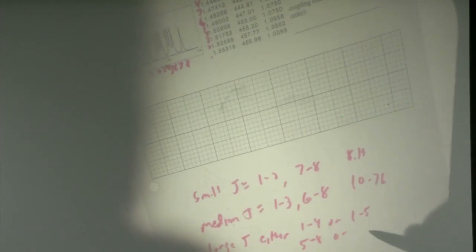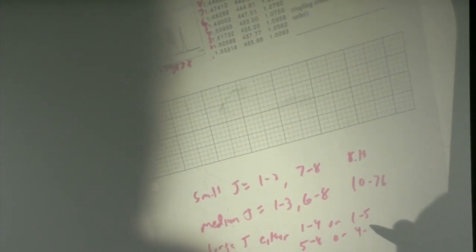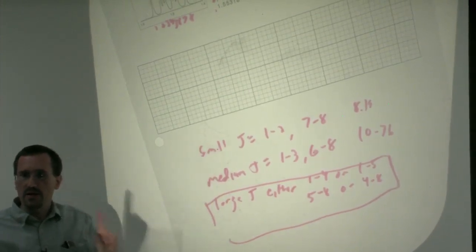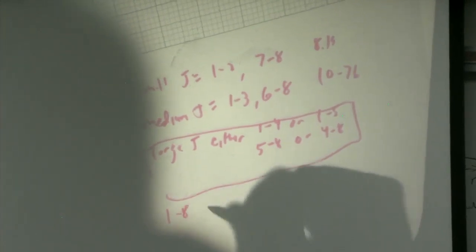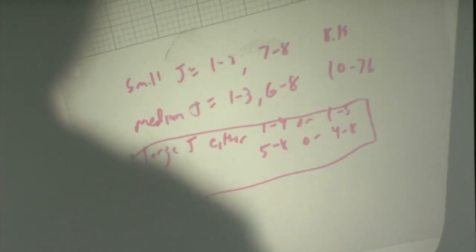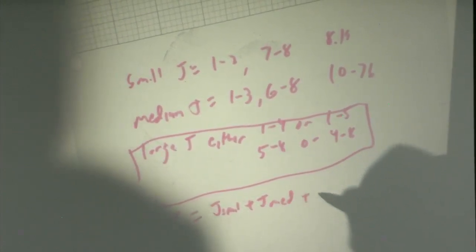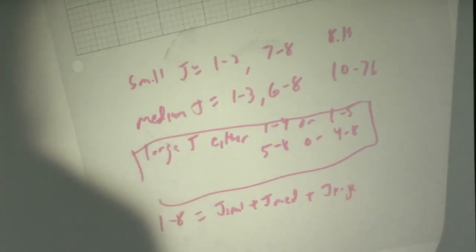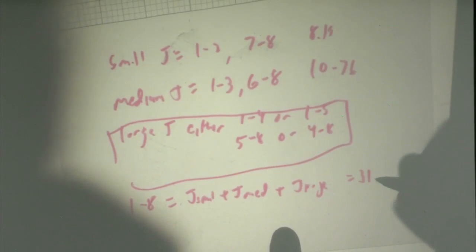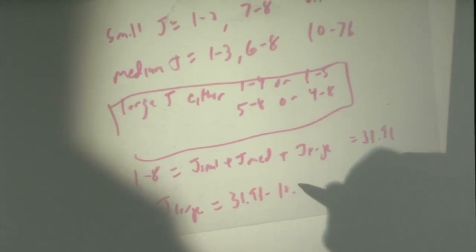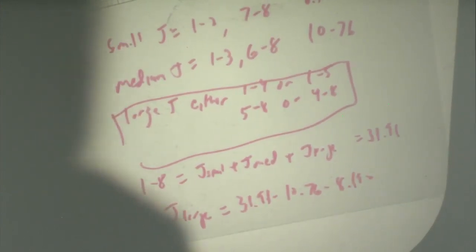The large J is either 1 minus 4 or 1 minus 5, and in turn, either 5 minus 8 or 4 minus 8. Rather than deal with those vagaries, remember what I said before, that 1 minus 8 is always the sum of the J's, and if you have a triplet in there, you'd use 2 of those J's. So that is always J small plus J medium plus J large. In this case, that is 31.91, which means J large is equal to 31.91 minus 10.76 minus 8.19, which is equal to 12.96.